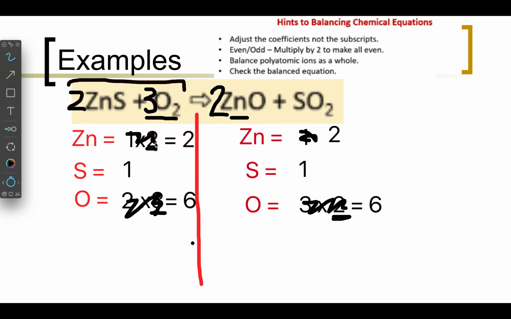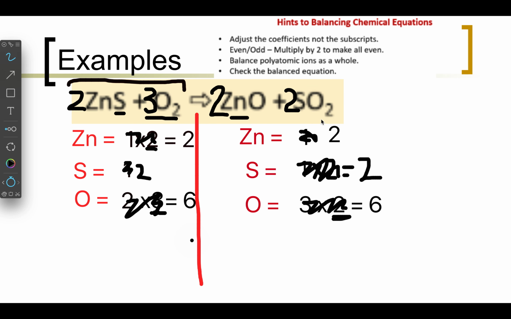So now zinc is equal, but sulfur is not equal to 1. Sulfur is equal to 2. And now we have to make this equal, right? So we're going to multiply this by 2, which is going to equal 2. So then we have to put this 2 in front of our sulfur. Oh my God, this is getting complicated. So this goes away. And now we have to recalculate our oxygen.